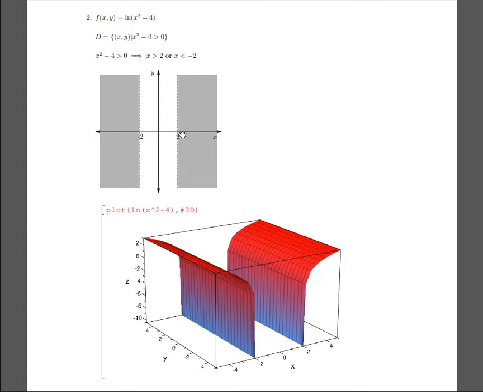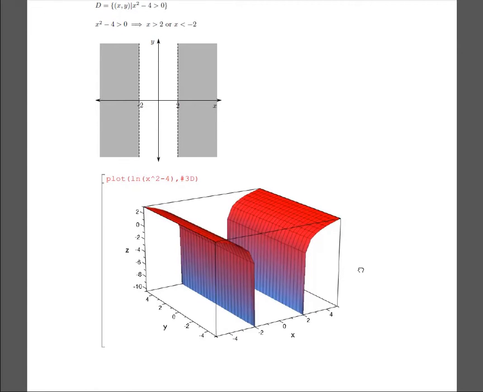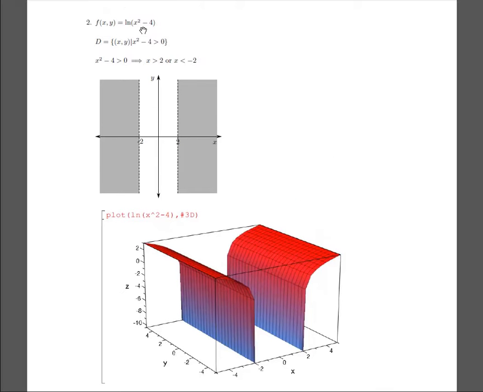Anything where x is bigger than 2 gets this strip, and anything where x is less than negative 2 gives us this strip, and we draw dashed lines along that border to indicate that we're not including the border because it's strictly greater than or strictly less than. And then again, plotting that function, we see what happens when we have a function that has no y in it. What we end up getting is just a graph in x that gets dragged along the y-axis. So we get a graph that looks like this shape, and again it does match up with the drawing of our domain.